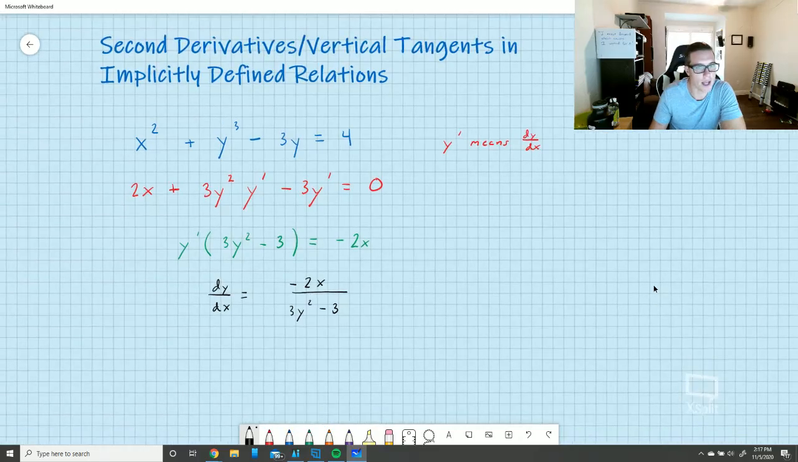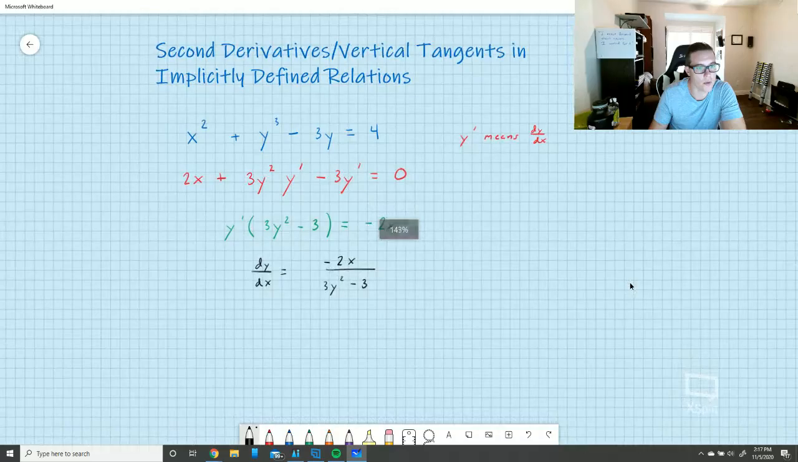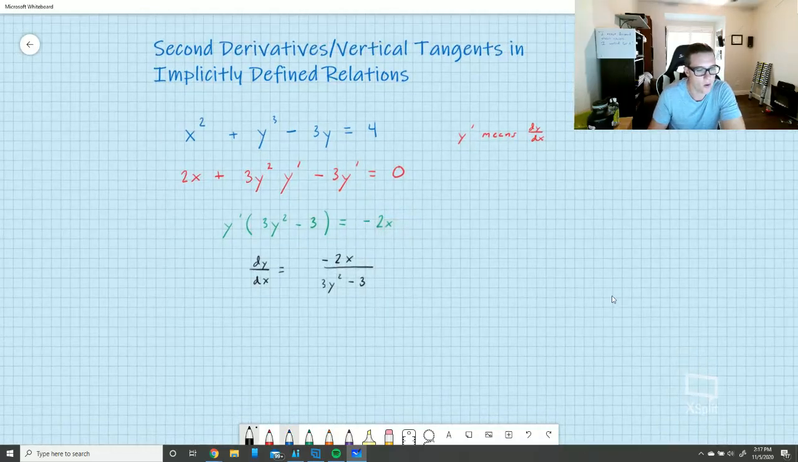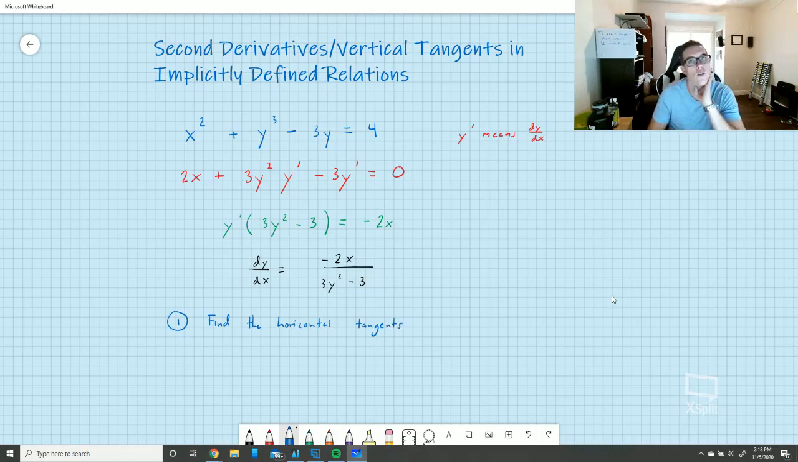But that's not what I want to ask. I want to ask you something new with this type of problem. One thing I can ask you to do is find, so the first thing I ask you about, find the horizontal tangents. So you can find the horizontal tangents, or the places in this function where you have a relation where you have horizontal tangents. How do you do that?